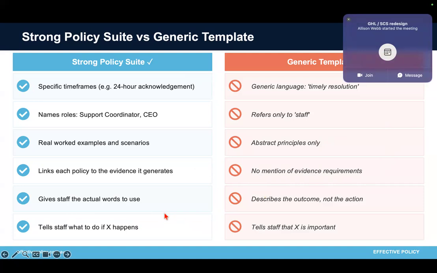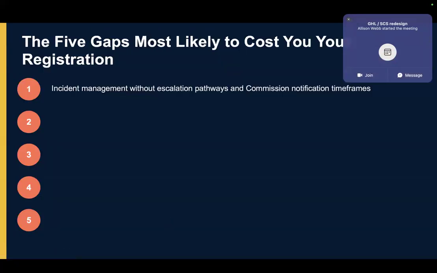So pretty much these are the ones that are most likely to cost your registration. The 5 gaps most likely to cost your registration.